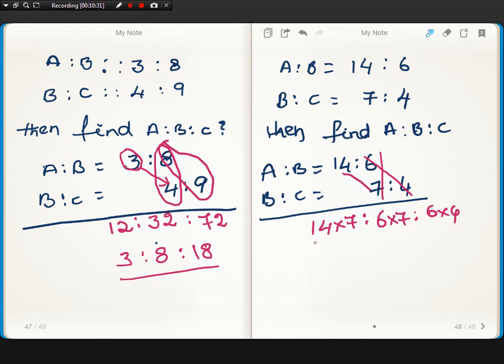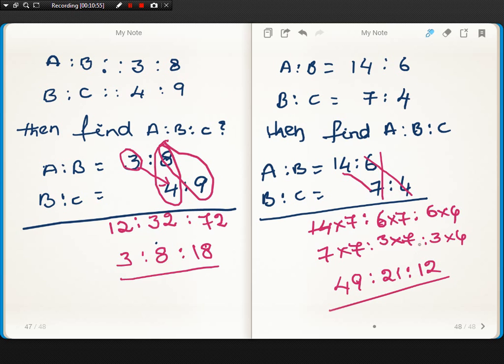Now, 7 can be taken to cancel it. 7 times 7 into 7, 3 times 3 into 7, and also 3 into 4. Now, in this case, 49 is to 21 is to how much? 12. Now, total 49 is to 21 is to 12. Okay, this is the total A is to B is to C.